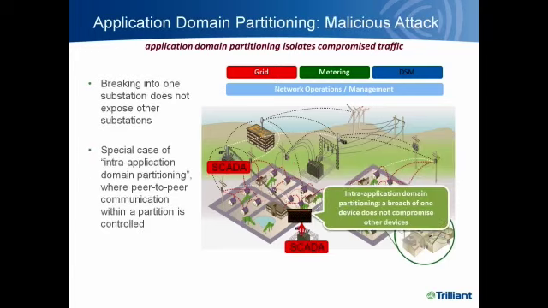Now let's look at a malicious attack on the network. In the early example, when a substation was infiltrated, other substations could be attacked over the network. In this scenario, a special case of application domain partitioning that we call intra-application domain partitioning can protect the devices within a single application domain. If one substation was infiltrated, intra-application domain partitioning can prevent other substations from also being compromised from attacks over the network.